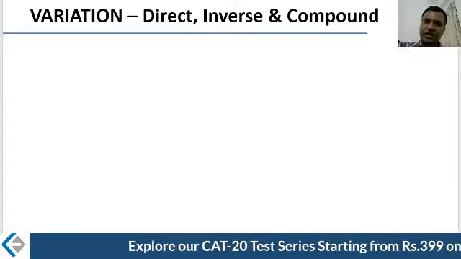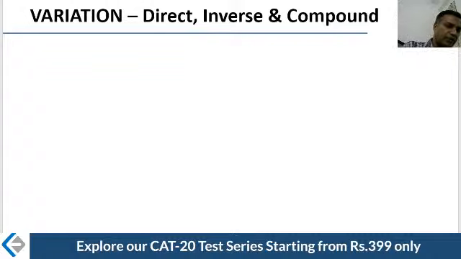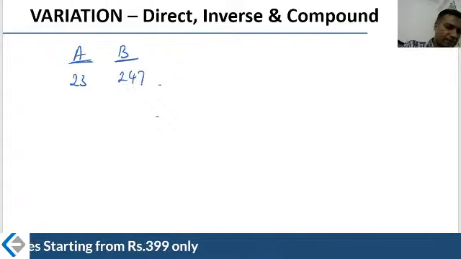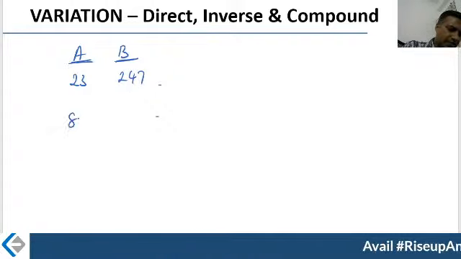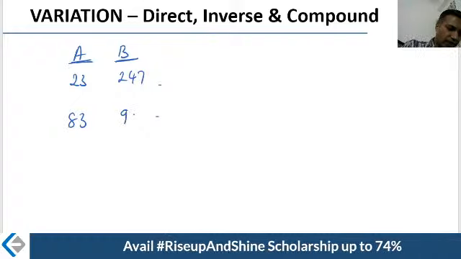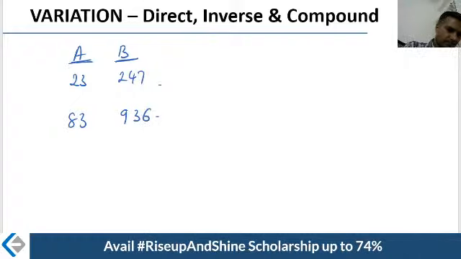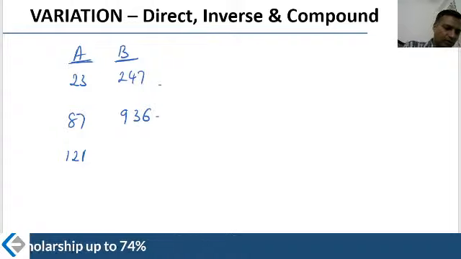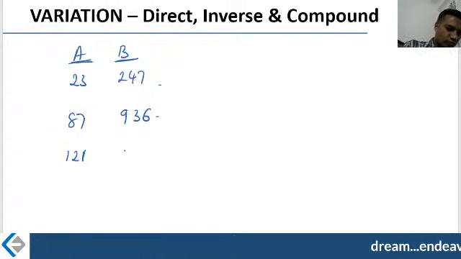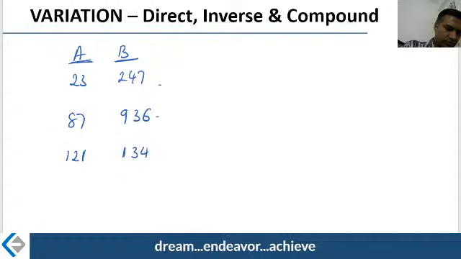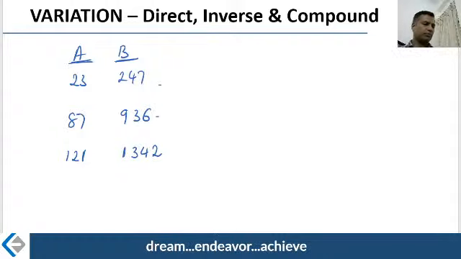Now think about this. Let's generate the numbers. Sometimes when we write these numbers, people tend to think that they are direct. Let's say there are 2 things, A and B. Let me write some numbers for you, friends. 23, 247. Then you have another number, 83, 936. Okay, let me write 87 here, then I wrote 121, and the corresponding value is 1342. Something like this we wrote out.